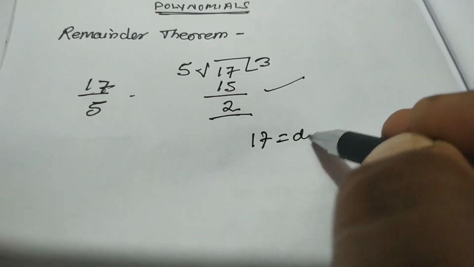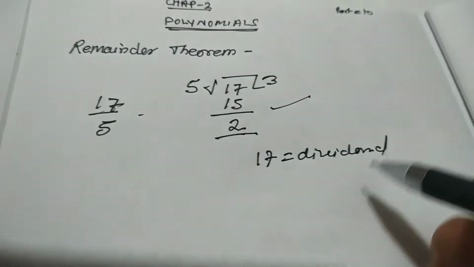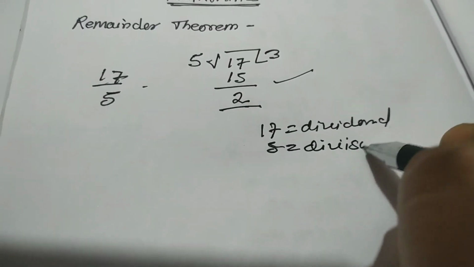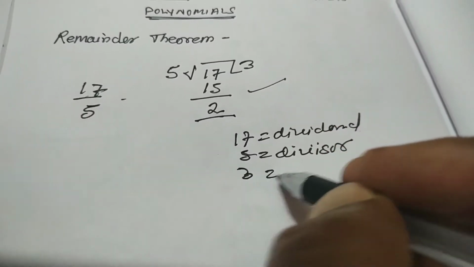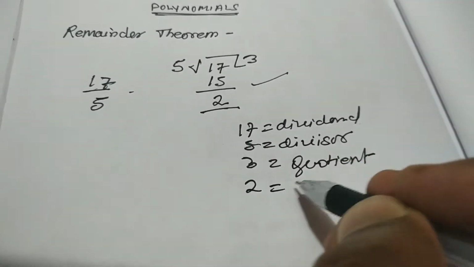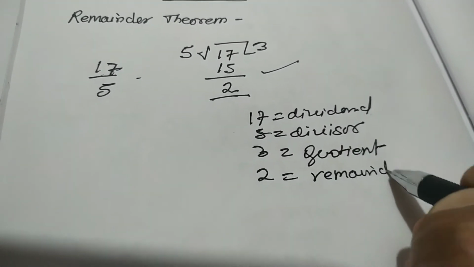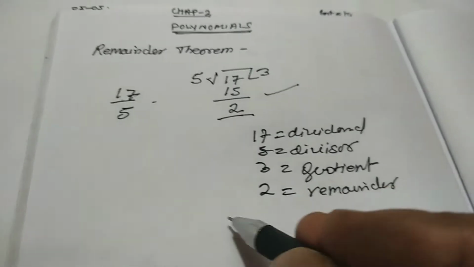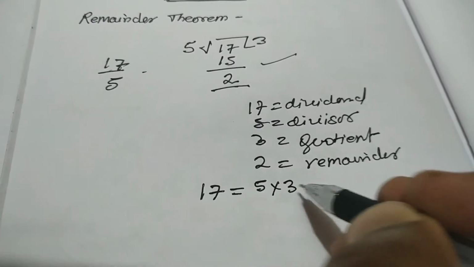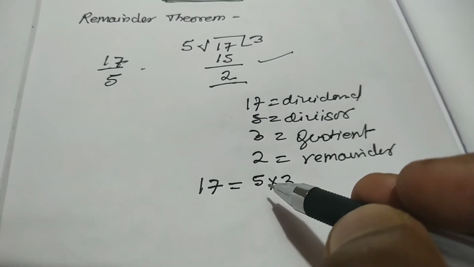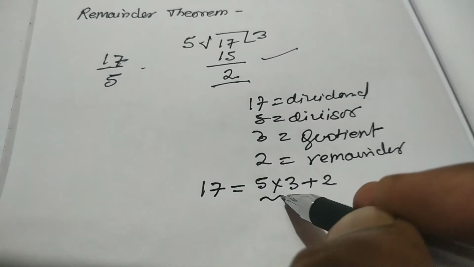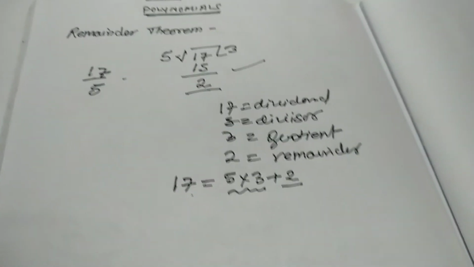17 is called the dividend, and 5 is called the divisor, and 3 is called the quotient, and 2 is called the remainder, right? So that means 17 can be written as 5 into 3, that is, dividend is equal to divisor into quotient plus remainder. 5 threes are 15 plus 2, that is 17.